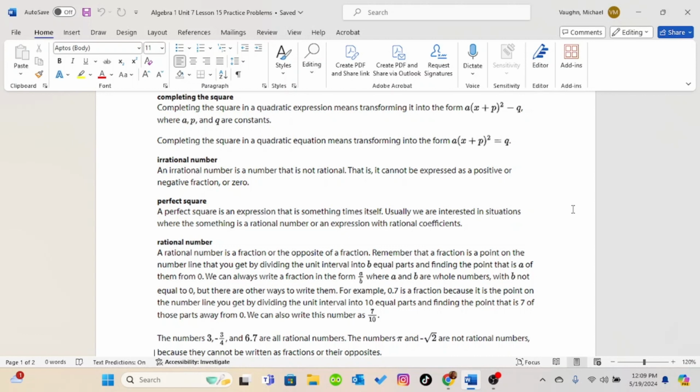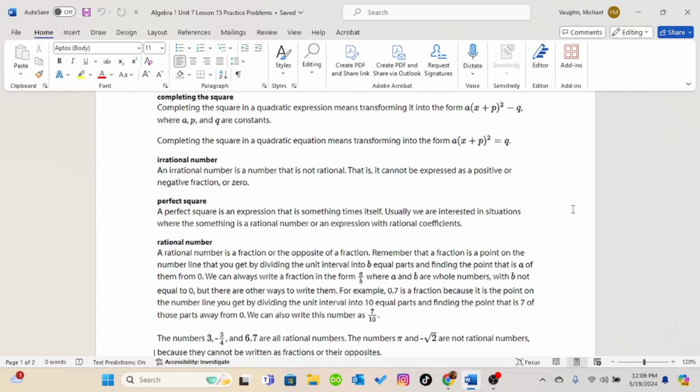And the fourth vocabulary term is rational number. A rational number is a fraction, or the opposite of a fraction. Remember that a fraction is a point on the number line that you can get by dividing the unit interval into b equal parts and finding the point that is a of them away from 0. We can always write a fraction in the form a over b, where a and b are whole numbers, with b not equal to 0. But there are other ways to write them.